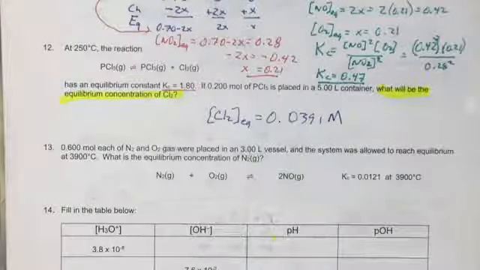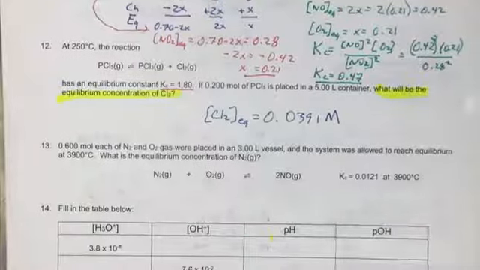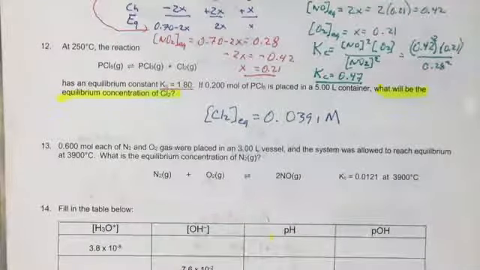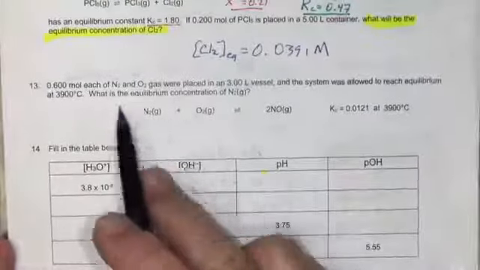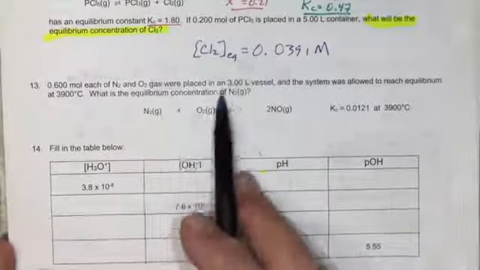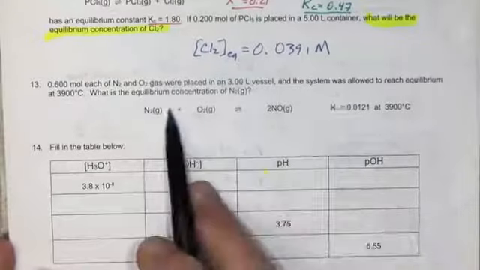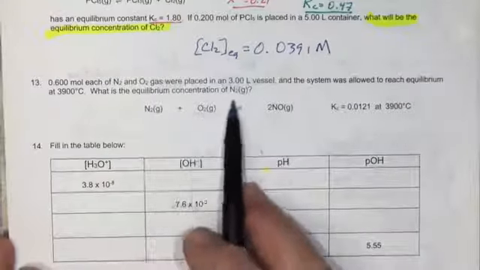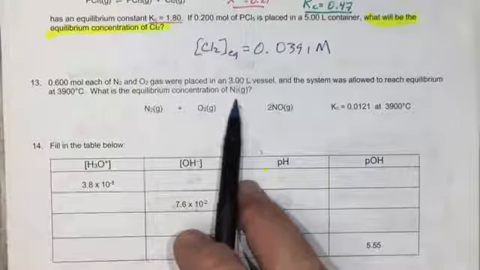Okay, that gets us through the first part of the chapter where you are introduced to the idea behind equilibrium chemistry. Well, let's see, we have one more equilibrium problem. I almost skipped this next one. This says I have 0.6 moles each of nitrogen and oxygen in a 3-liter vessel, and the system was allowed to reach equilibrium. What is the equilibrium concentration of N2 gas?